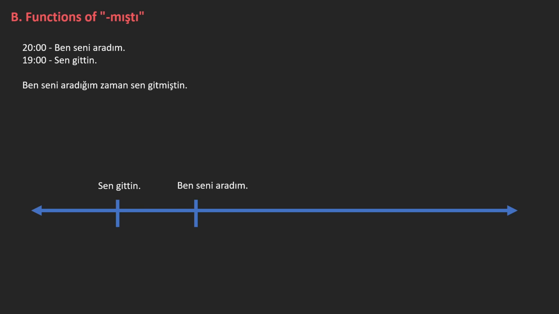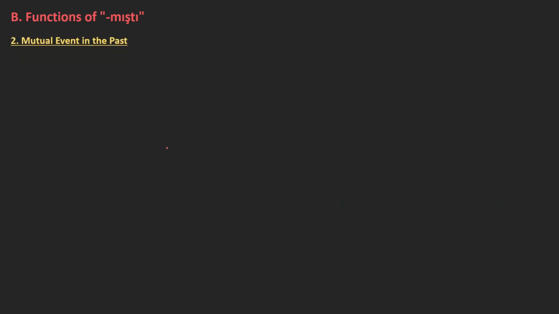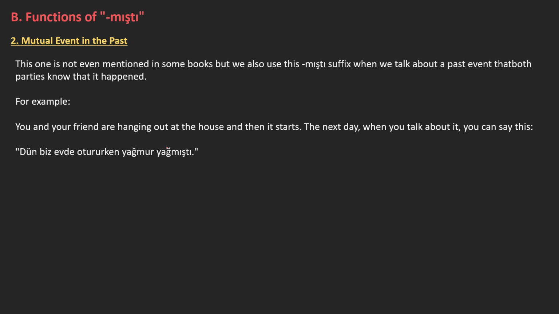Tamam, I believe when we have more examples, this will be more clear. You will understand it clearly. So I will move to the second function of this mıştı. The other function of mıştı is it is not only to say you had done this, when you also talk about a mutual event in the past. And mutual event, I mean, you both know that something happened in the past. So you both have a mutual point in the past, like this.